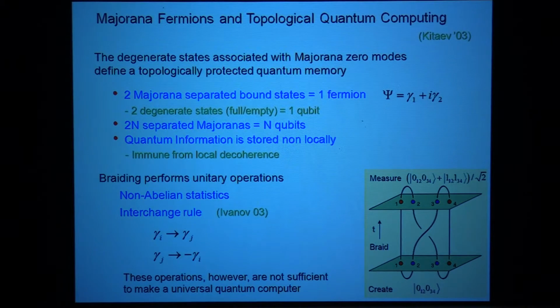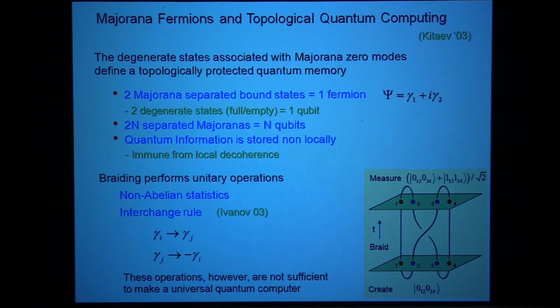And then one can do even a little bit more, which is that if you can find ways to braid these zero modes around each other, then you can manipulate the states that you have. So you can do a unitary operation on these qubits. And that's what you'd want a quantum computer to do. You want it to store information, then you want it to perform unitary operations on this.